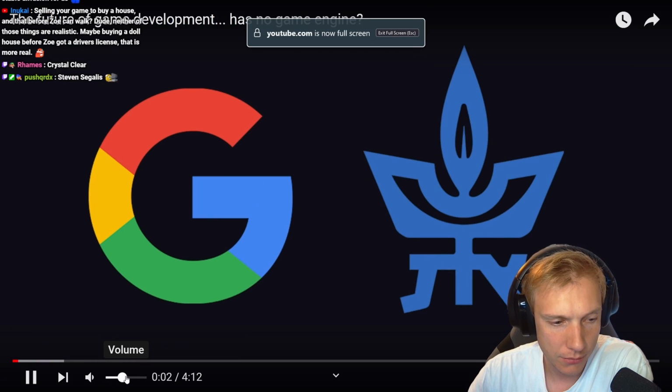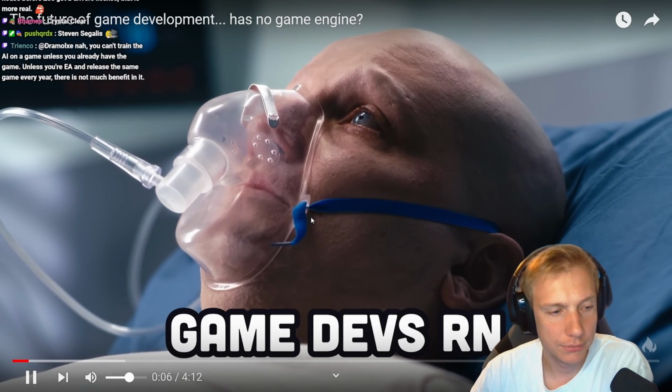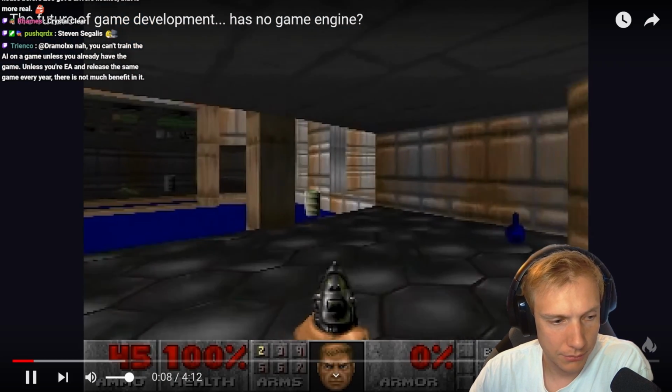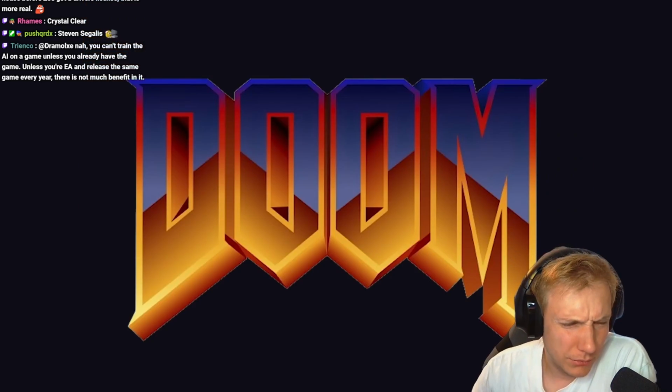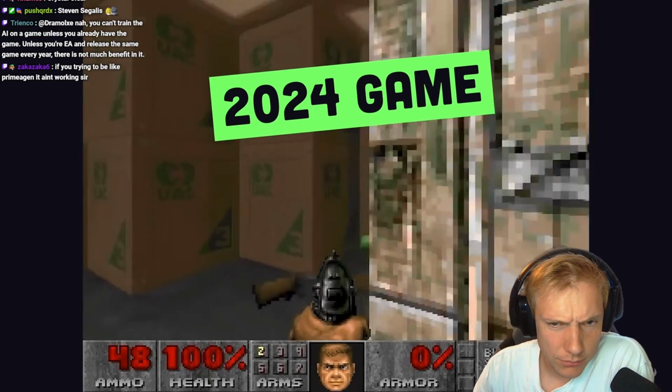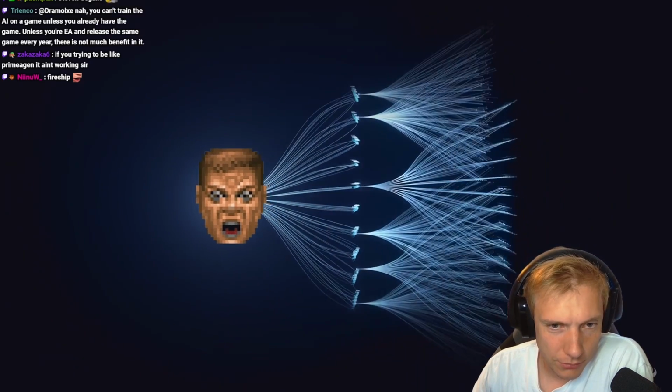Google and Tel Aviv University published a paper that put game devs and AI doomers on life support. What you're looking at right now is not gameplay from John Carmack's 1993 classic first-person shooter, Doom. It's actually a brand new game from 2024 powered by GameNGen, the world's first entirely neural network-based game engine.